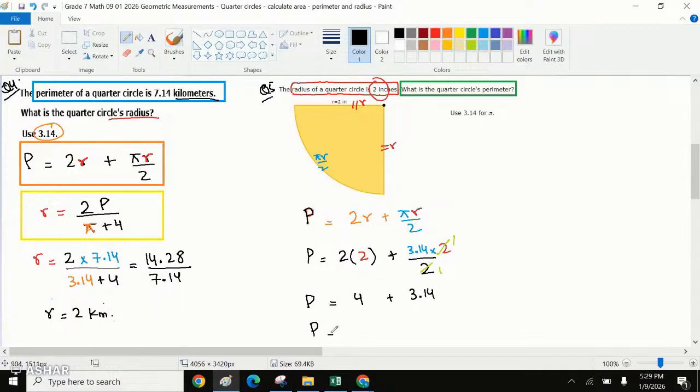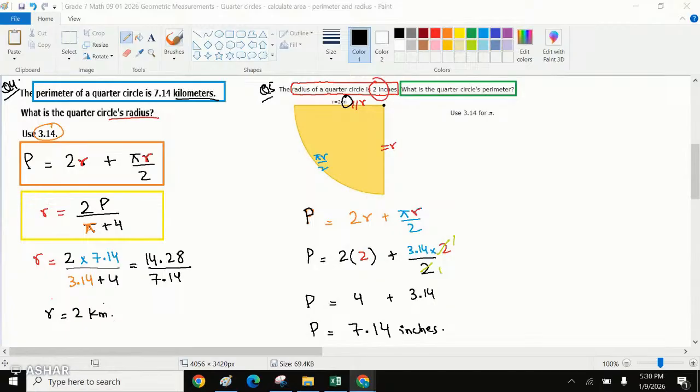And the perimeter comes out to be 7.14, and this is in inches, right? The unit. So the perimeter is 7.14 inches. Okay, agreed. Any questions? Thank you. Let's move on to the next question.